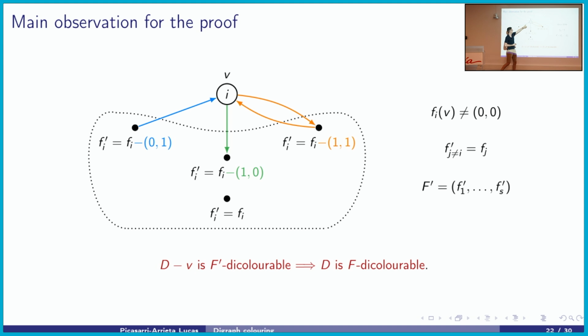Every in-neighbor of v will decrease its function f_i by (0,1), so it remembers that it has an out-neighbor colored i. Every out-neighbor will decrease its function f_i by (1,0). And every neighbor which is both an out- and in-neighbor will decrease it by (1,1). And then you can easily show that if you have an f'-dicoloring of D minus v, you can extend it into an f-dicoloring of D by coloring v with color i.